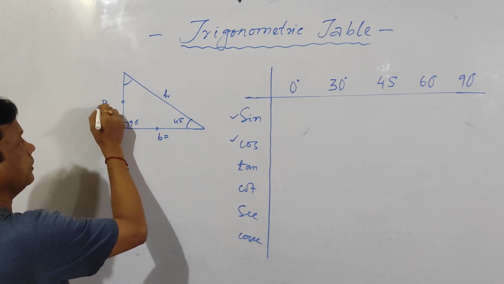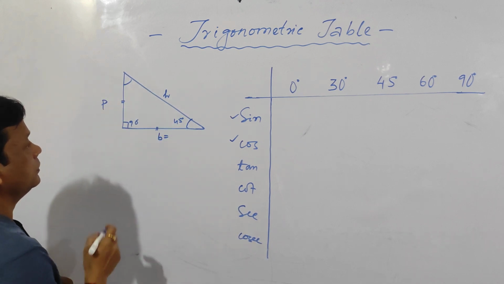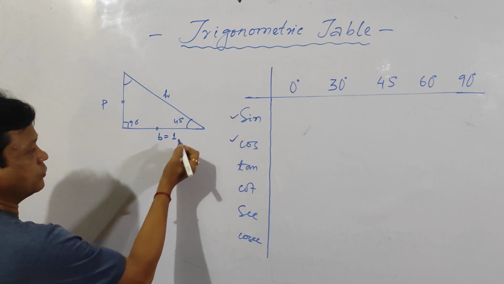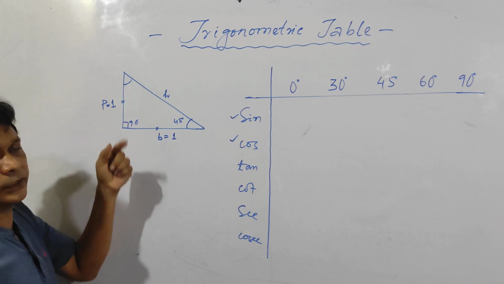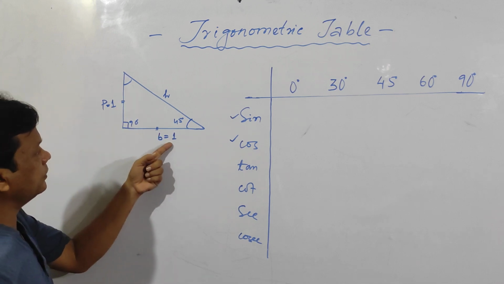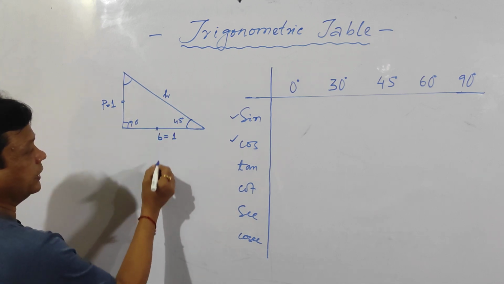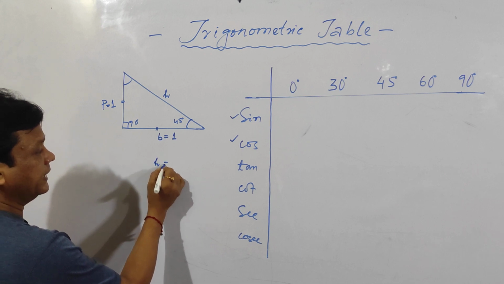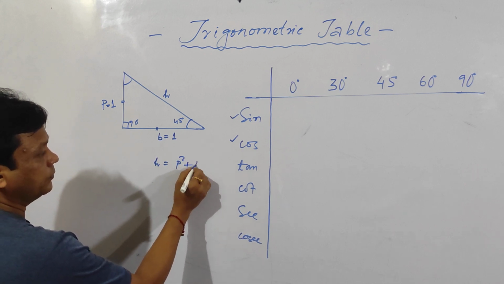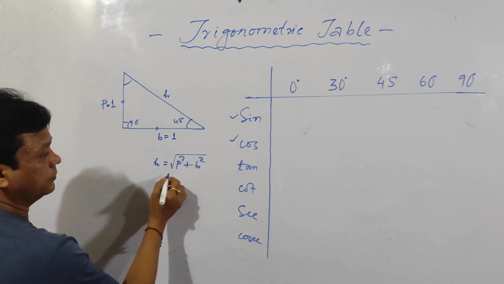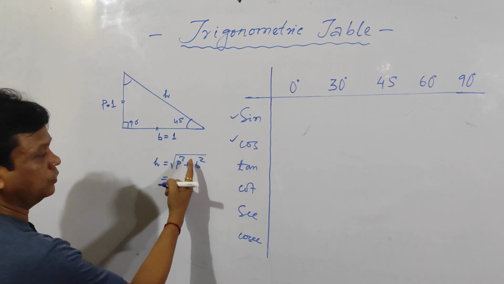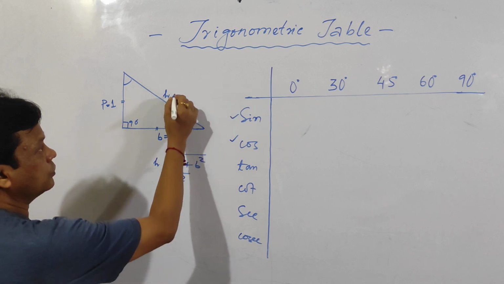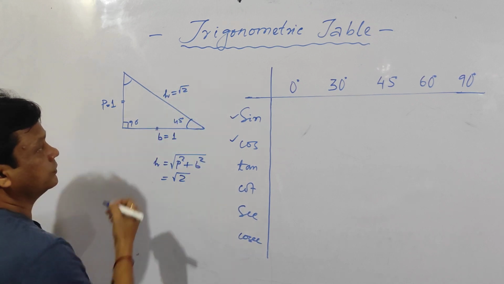and this is perpendicular. If you take this angle, I am taking the base as 1 unit, so that perpendicular will be equal to 1 unit, because these two sides are equal. And if these two sides are taken as 1 each, then according to Pythagoras theorem, H is equal to square root of P square plus B square. So here P is 1, B is 1. So 1 plus 1, 2. So it is equal to root 2. So H is equal to root 2.